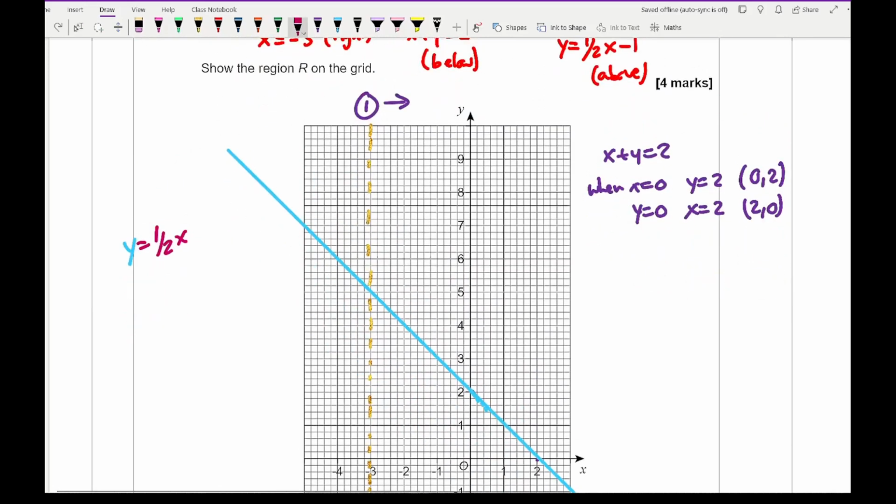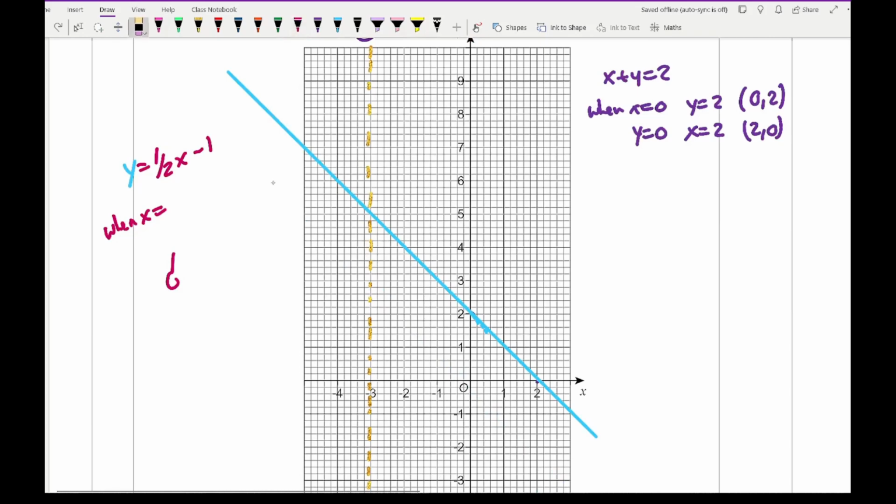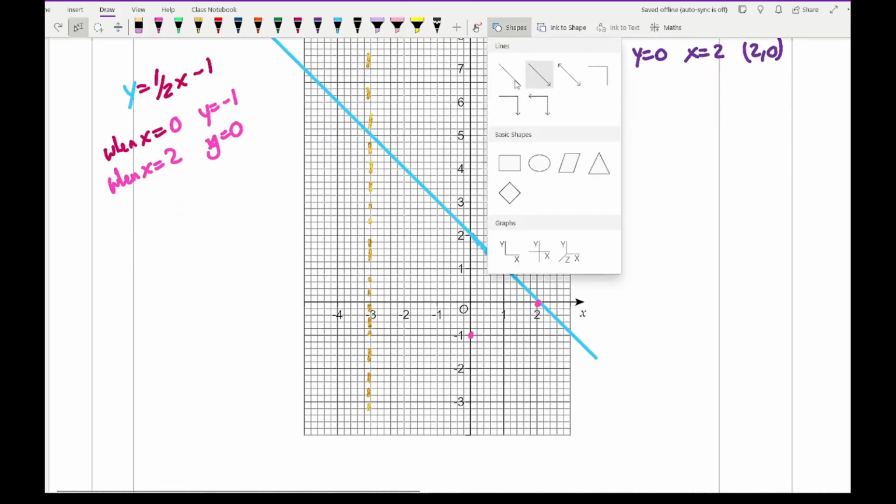It is minus 1. So again, what I want to do is just pick 2 nice coordinates. As we're multiplying x by a half, I'm going to say when x equals 0, which is always a common one, y is going to equal minus 1. So there's my 1 coordinate: 0, minus 1 is here. And then when x equals 2, 2 times a half is 1, take away 1, y equals 0. So when x equals 2, it's going to be here. Then I just want to draw a solid line through those 2 coordinates.